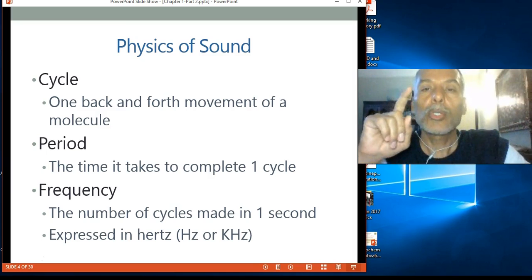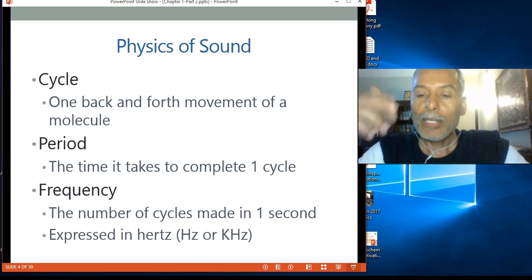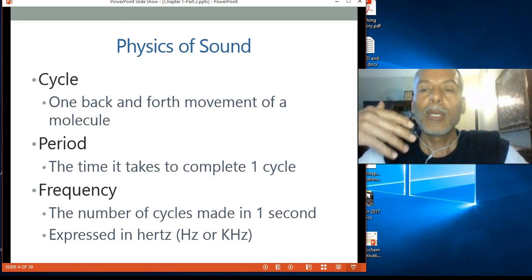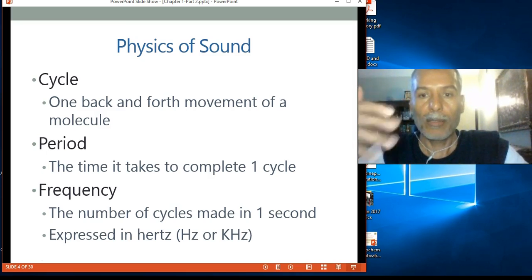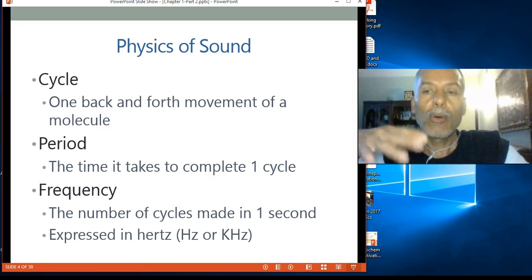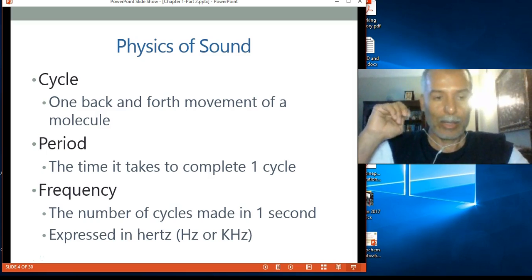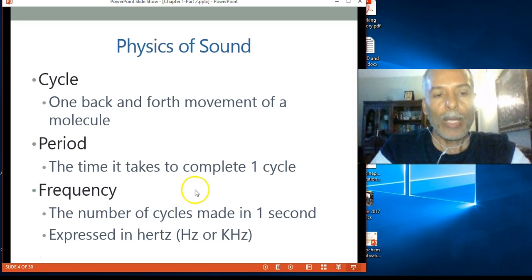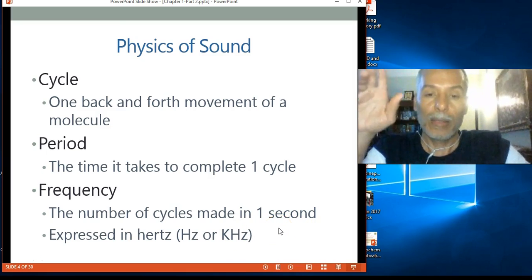So when we speak about frequency, we always describe it as either high or low. High means the vibrations happen many, many times, at a fast rate. And low means the number of vibrations per second is less. So again, frequency is the number of cycles of vibration that are made in a single second.